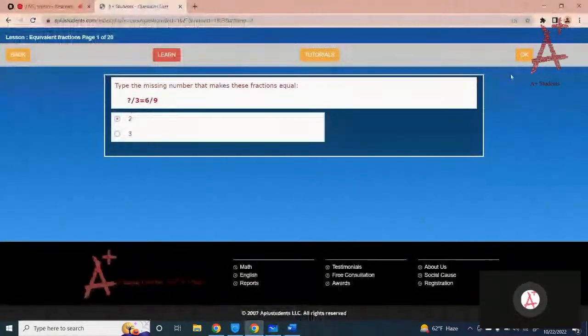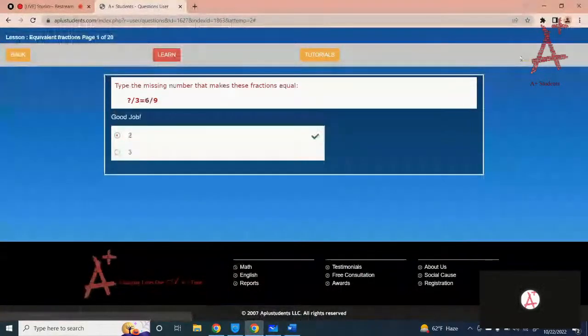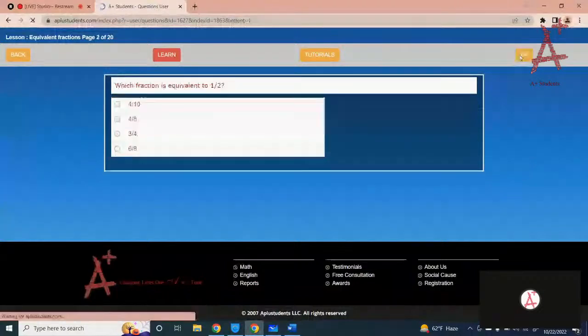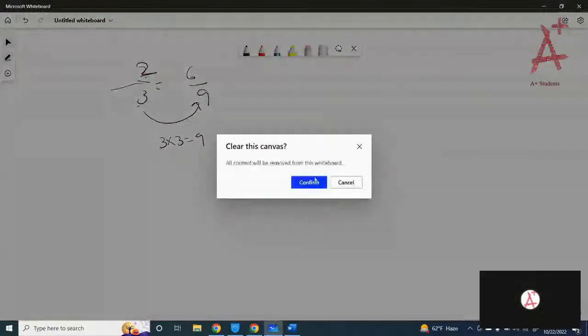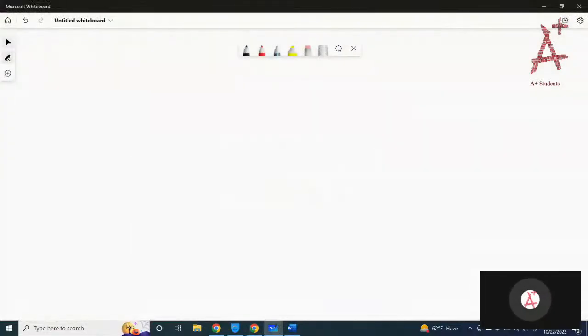Select the missing number and click on the OK button. Okay, which fraction is equivalent to 1 over 2? So you need to look for the equivalent fraction of 1 over 2. So just look at the options then. The options are 4 over 10, 4 over 8, 3 over 4, 6 over 8.